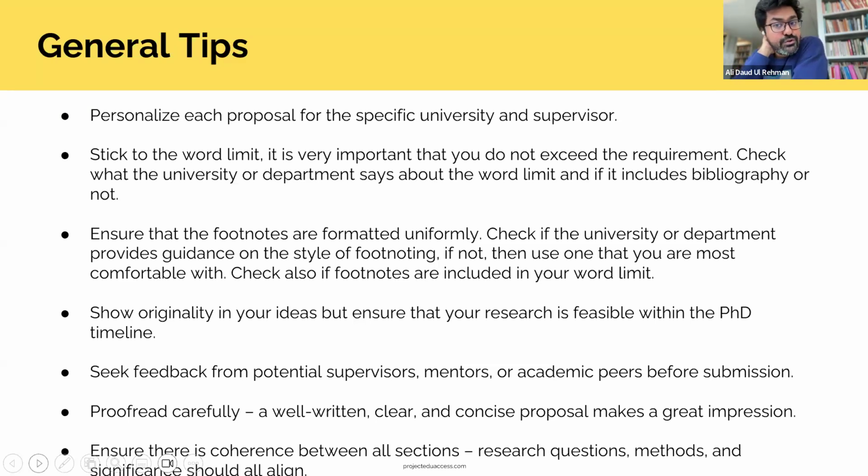Stick to the word limit. It is very important that you do not exceed the requirement. Check what the university or department says about the word limit and if it includes the bibliography or not. Yes, they usually have all this information on their website. If they don't have any word limit related information, it is worth reaching out to your department and asking them to give you some guidelines about the research proposal.